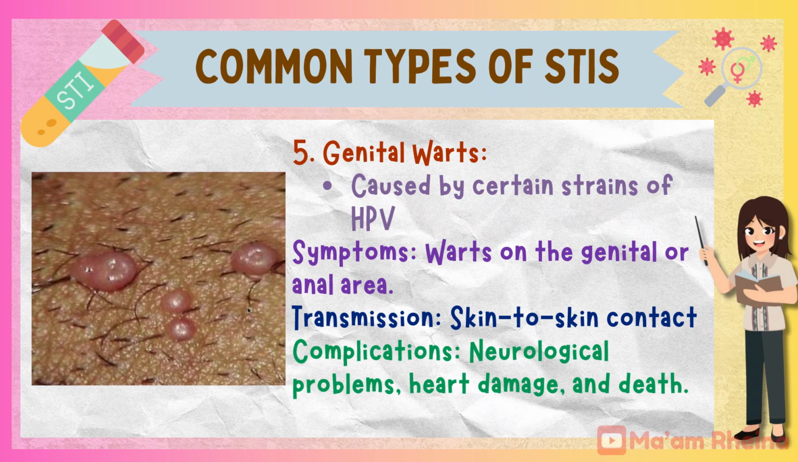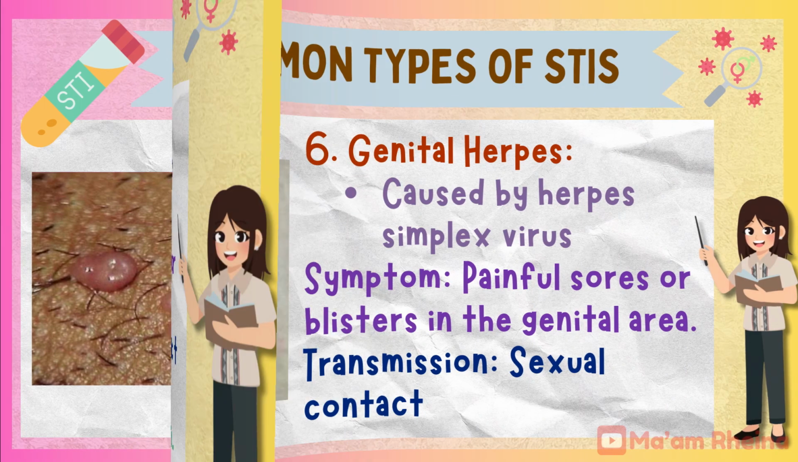5. Genital warts, caused by some strains of HPV. Causative agent: human papillomavirus, HPV. Symptoms: small, flesh-colored or gray growths in the genital or anal area. Transmission: skin-to-skin contact during sexual activity. Complications: discomfort, embarrassment, HPV-related cancers. Prevention: HPV vaccination, using condoms, though not 100% protective.